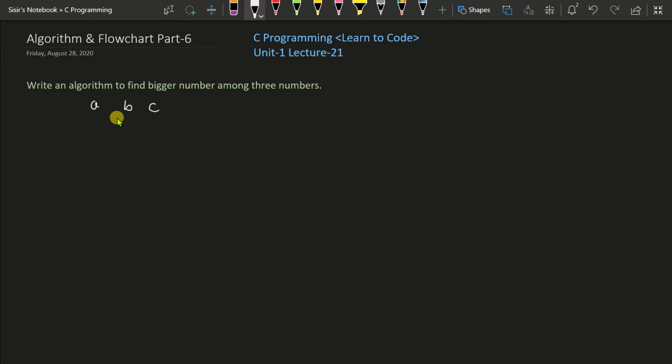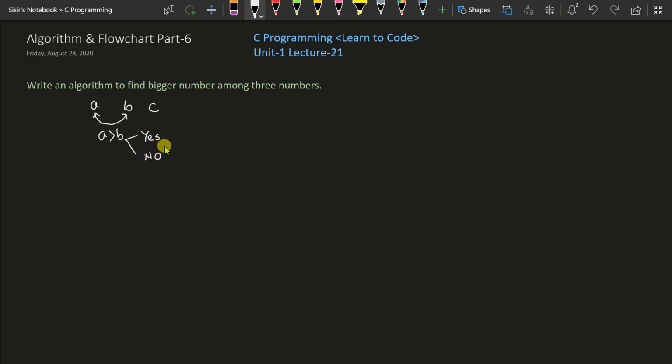Suppose I am a human being, and how do I decide which number is actually bigger? Generally, I have three numbers, let's say A, B, C. We first compare the first number with the second number. That means we ask ourselves, is A greater than B? There are two possibilities: either yes, it is greater, or no, it is not greater.